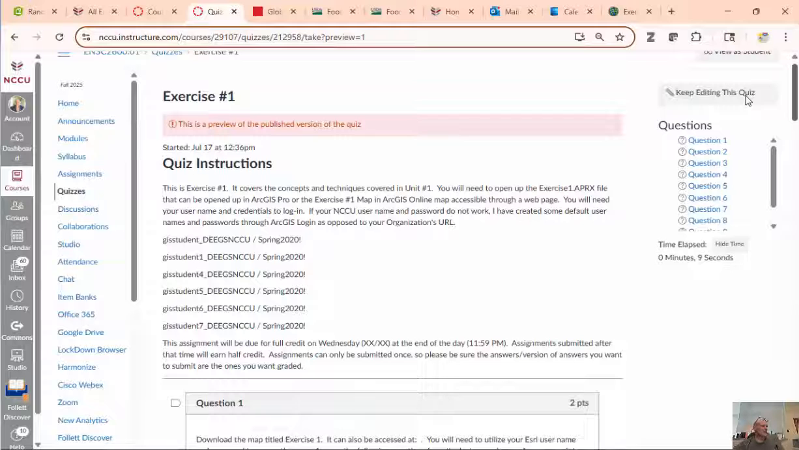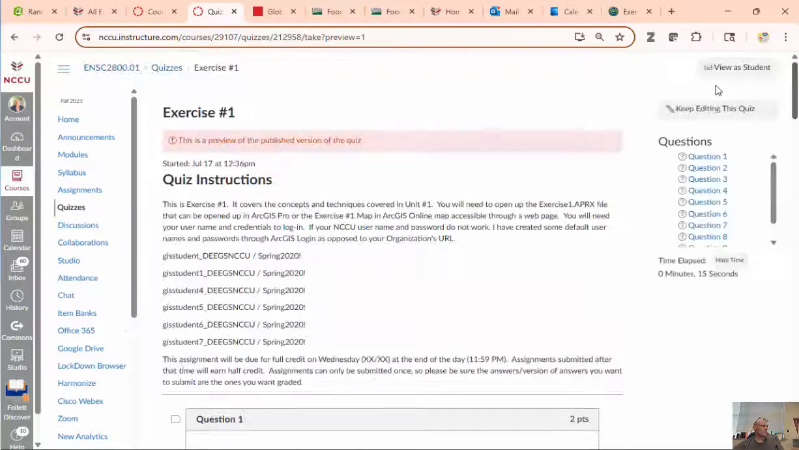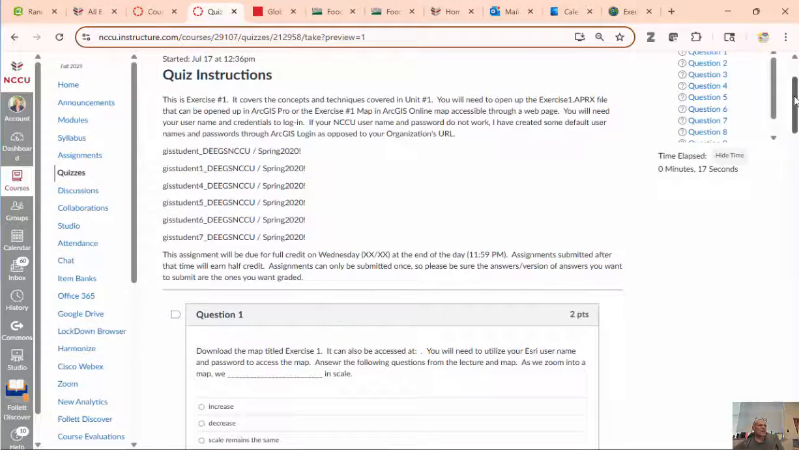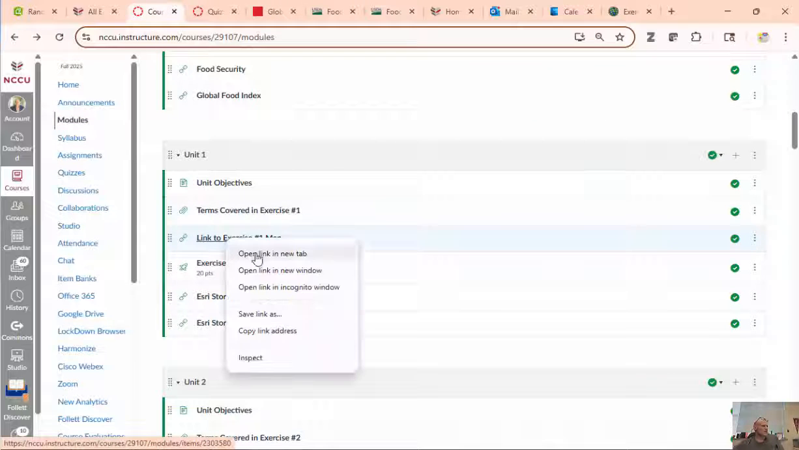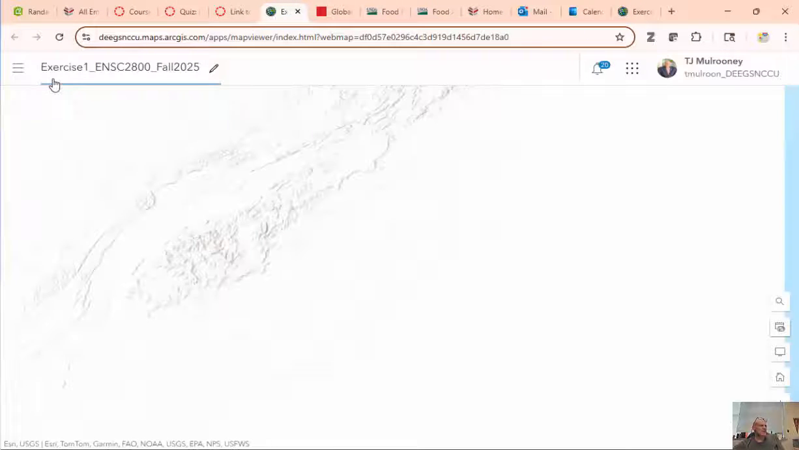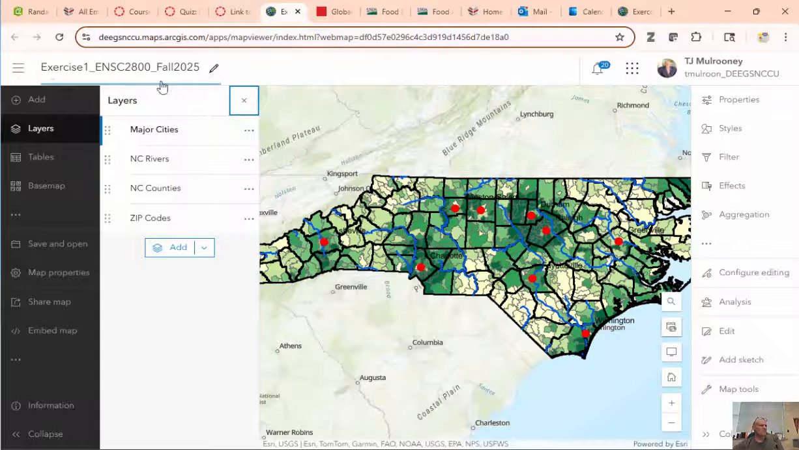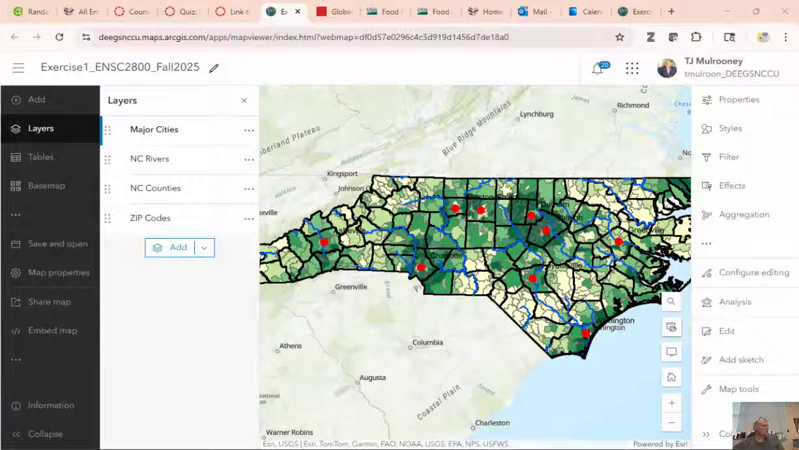Each of the exercises is worth 20 points. So you can see at the time of this recording, I don't have a due date, but we will publish it as well. So I have the exercise that you're going to take. I also have a link to the map. So if I right mouse click and I open up the map, you're going to see a map that opens up. This is what we call a web map as opposed to a web app. Now this map isn't going to magically open up. So if I open it up in another browser right here, I'll show you what it looks like.